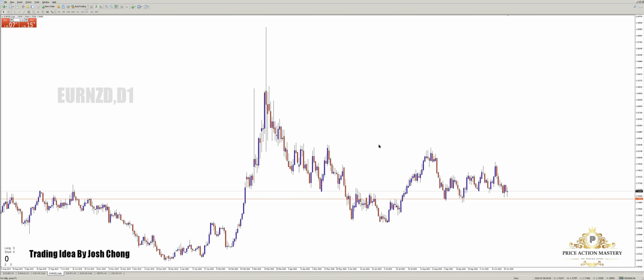Euro New Zealand. You can see that this is a very strong support. This level will be attracting a lot of buyers here, so I'm going to see an upside exposure. But I will only go for buy when there is a setup there. When there's a setup, I will go for the buy option.